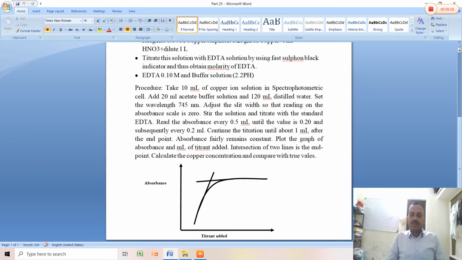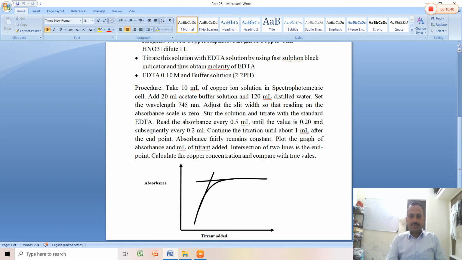And that addition is continuously going on up to 1 ml after the end point. The absorbance fairly remains constant. So we get one equivalence point, and at that equivalence point the absorbance value remains constant even if we further add the EDTA. Plot the graph of absorbance against ml of titrant added. The intersection of two lines is the end point. Calculate the copper concentration and compare with the true values.